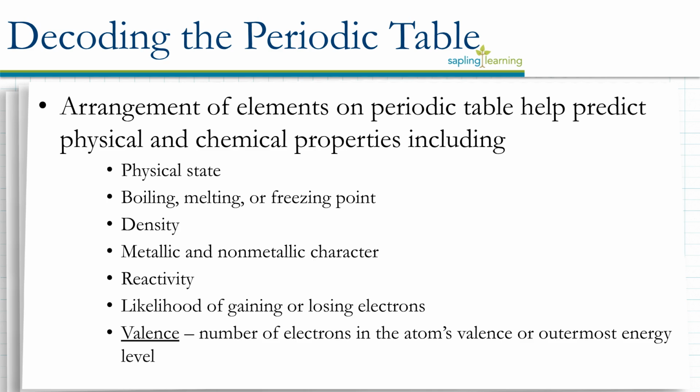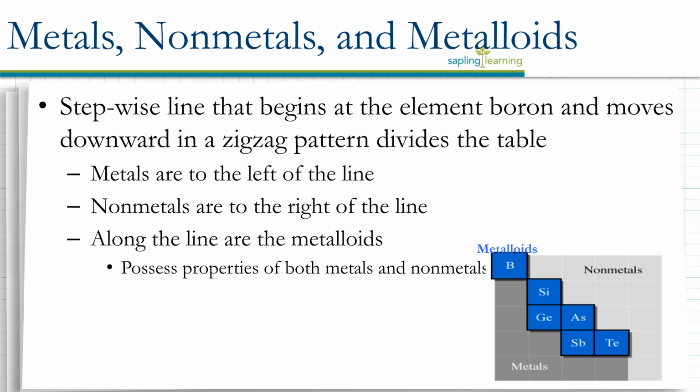The periodic table's arrangement helps predict physical and chemical properties. These include physical state, melting point, density, metallic character, reactivity, and valence. A zigzag line beginning at boron divides the table. Metals are to the left, nonmetals to the right. Metalloids, or semimetals, are along the line and possess properties of both metals and nonmetals.